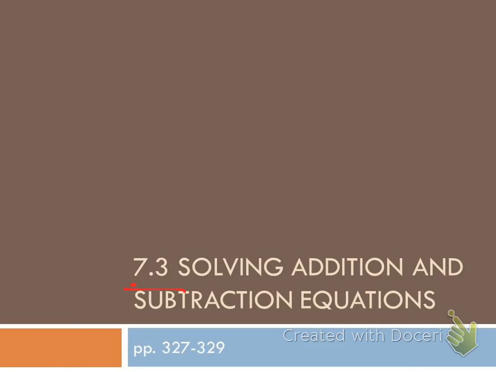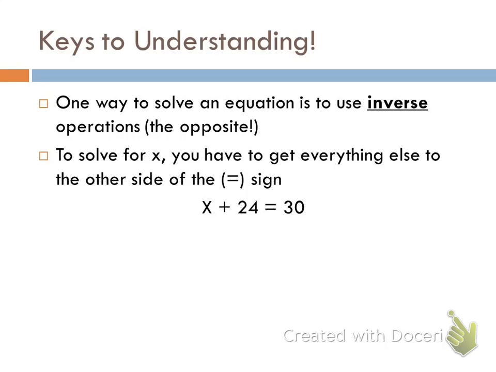In 7.3, we're learning how to solve equations using addition and subtraction. All right, so the first thing you need to know is some of the hints or some of the tools that we use to solve these equations. The first one is that we must use the inverse operation to solve for the variable. So whatever side the variable's on, I need to get everything else to cancel out and go to the other side. And I do that by using opposite or inverse operations.